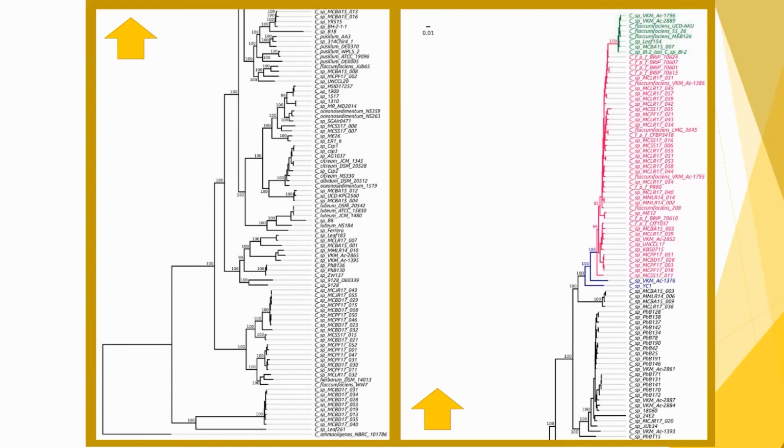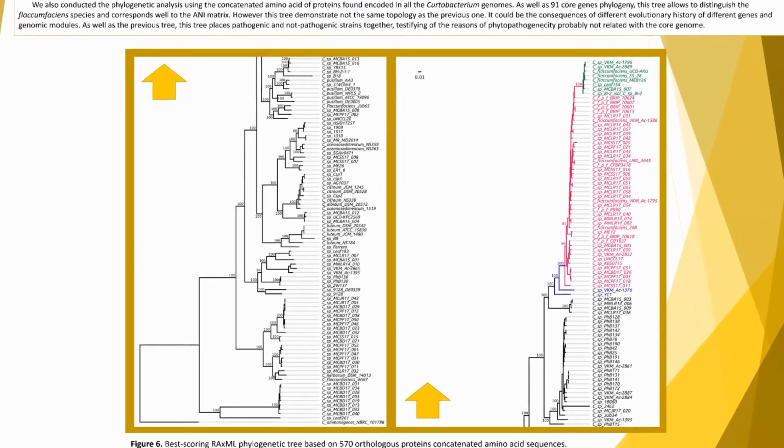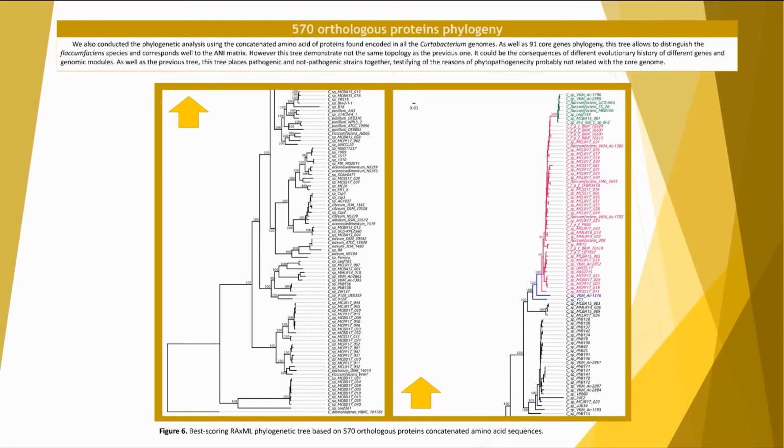It could be the consequence of different evolutionary histories of different genes and gene clusters. As with the previous tree, this tree places pathogenic and non-pathogenic strains together, testifying that the reasons for phytopathogenicity are probably not related to the core genome. Finally, the phylogenetic analysis and the whole genome comparisons allowed us to distinguish 51 Curtobacterium strains presented in GenBank as related to Curtobacterium flaccumfaciens. In actuality, this group may be divided into at least two close species. The performed analysis highlights the need for taxonomy revisions.